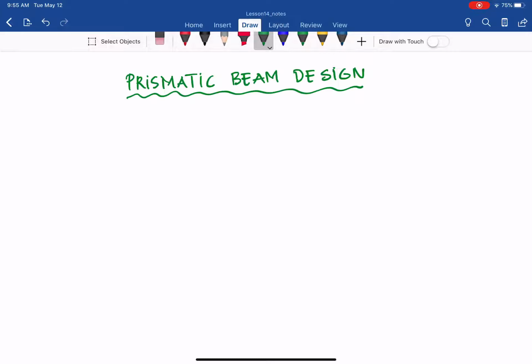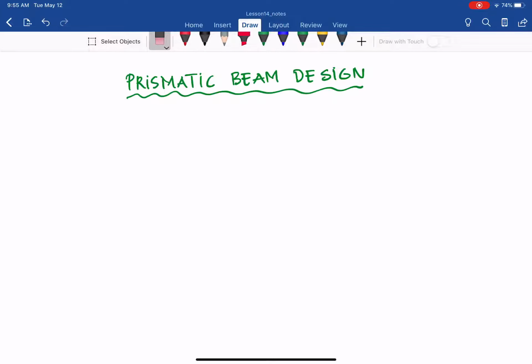Since most beams are very long relative to their transverse dimension, they generally fail due to the flexural stress, which is caused by the internal bending moment, rather than the transverse shear stress, which is caused by the internal shear force. So the general design procedure for prismatic beams is summarized in this table that I'm going to write down now, with the steps that we need to follow.